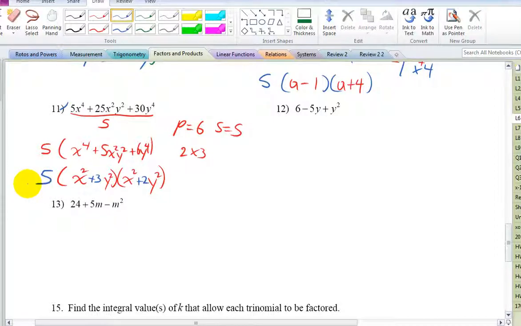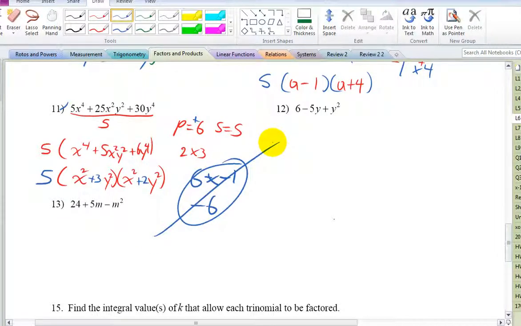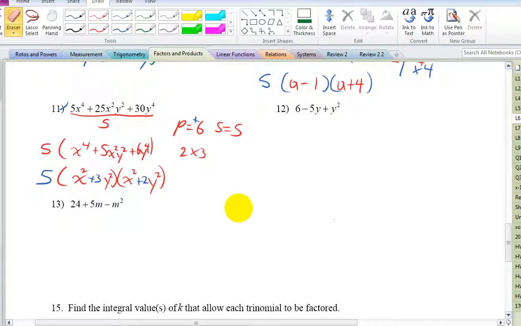Hamza? 6 and 1? Oh, 6 and minus 1? Sure, but that multiplies to negative 6. Oh, won't work, right? Because we have to have a plus 6. So it won't work. So you got to check that product, okay? Always check and double check with this stuff. Because that seemed like a really good guess, but it wasn't.